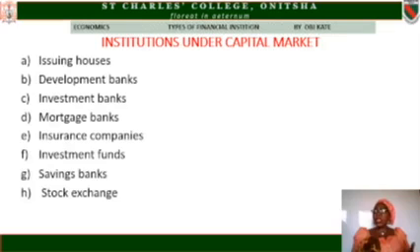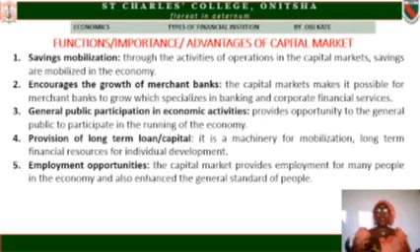Then we have institutions that fall under capital market. These institutions are 1. Issuing houses, 2. Development banks, 3. Investment banks, 4. Mortgage banks, 5. Insurance companies, 6. Investment funds, 7. Savings banks, and 8. Stock exchange.